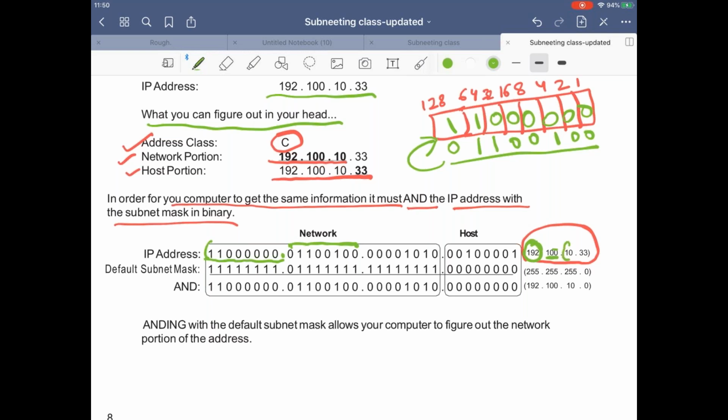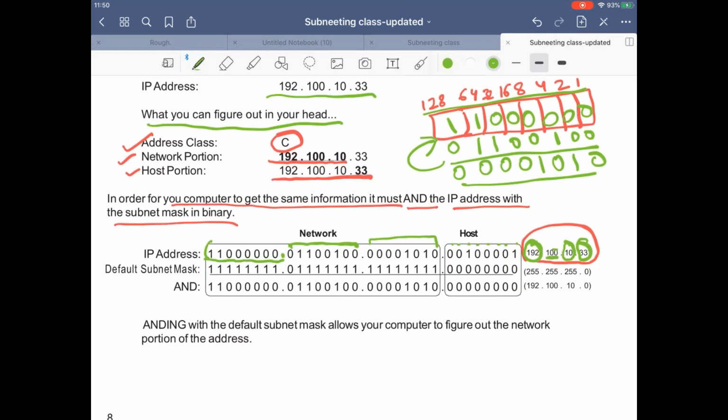After that we come to 10. For 10, if you check in the octet, what will come? 0 0 0 0, after that 1 0 1 0. The same thing is written here. After that, 33. If you convert 33 into binary, the answer is 0 0 1 0 0 0 0 1.